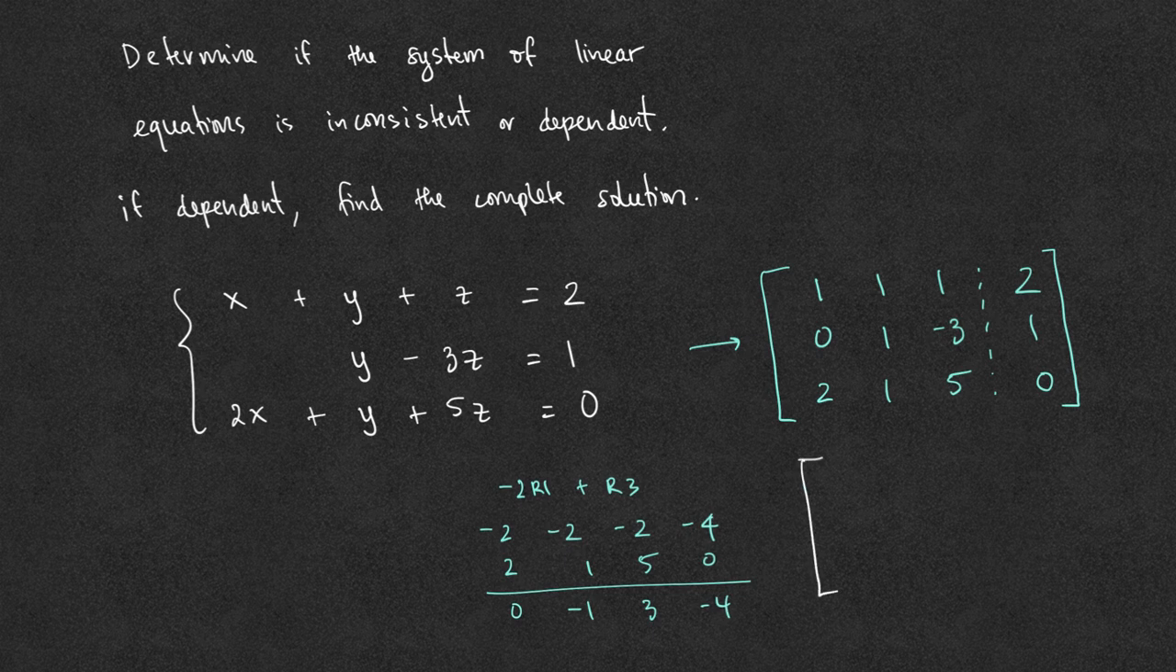We keep the first two rows, 1, 1, 1, 2, 0, 1, negative 3, 1. And the third row is now 0, negative 1, 3, negative 4.